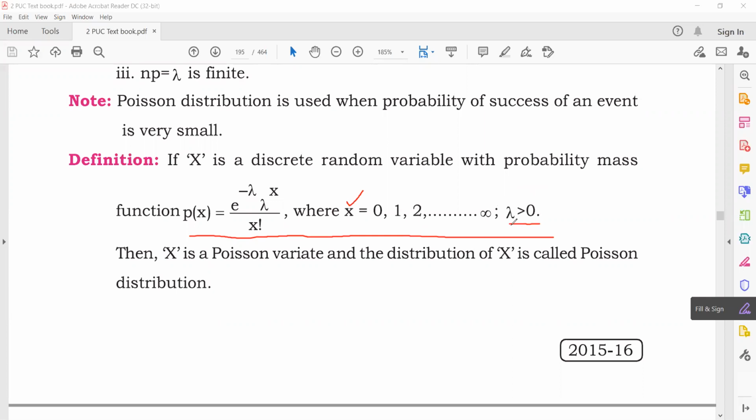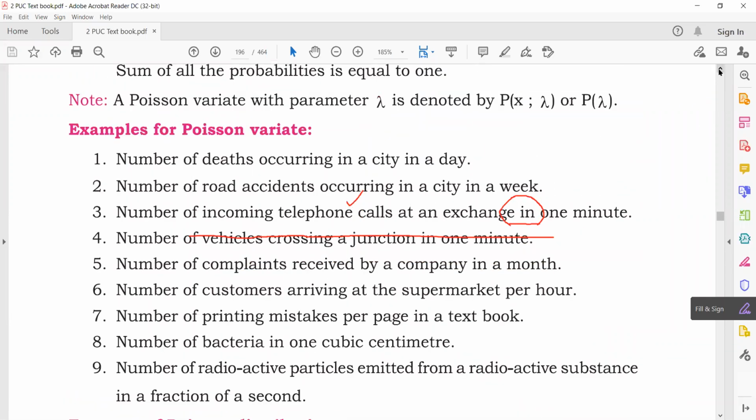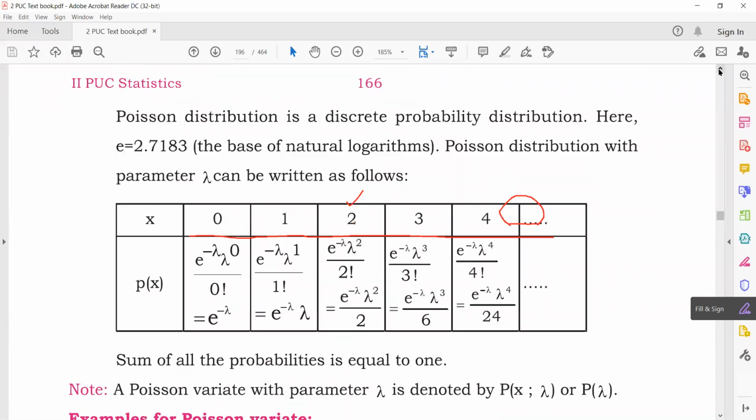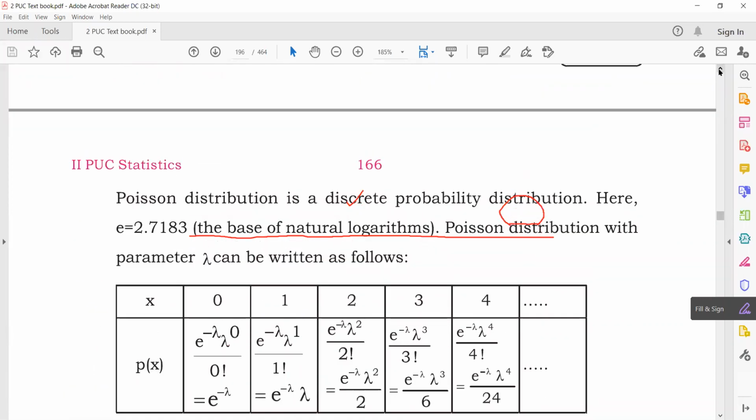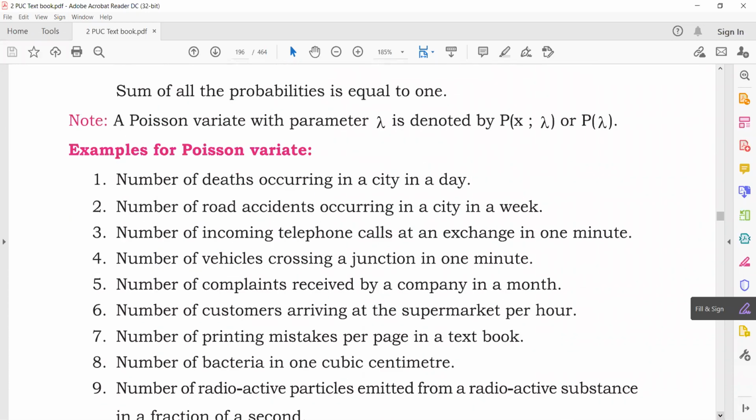Here lambda is the parameter. Lambda can take any value greater than 0. You can have a Poisson distribution with lambda 0.1. You can have Poisson distribution with lambda 10. You can have Poisson distribution with lambda 3.1, but lambda doesn't take negative values. This is the mathematical number e, which takes value 2.71. You need not remember that. Your scientific calculator easily produces that, so you can use that in obtaining the probabilities.